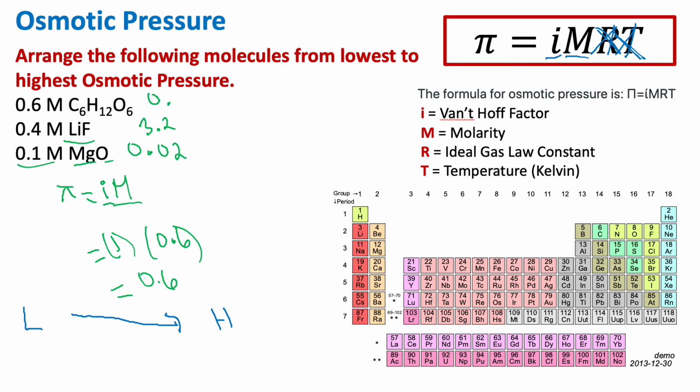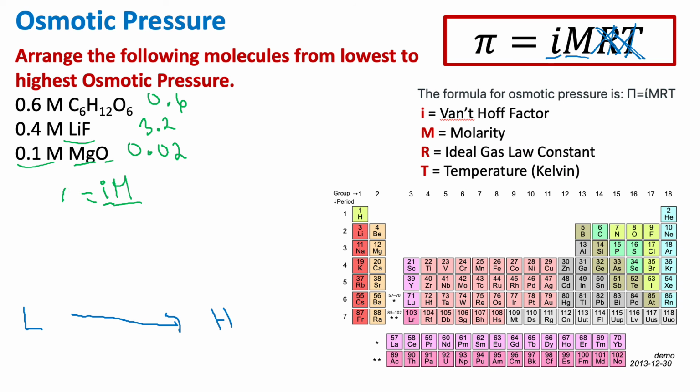What I want you guys to make note of is that these values of 0.6, 3.2, and 0.02 are not the exact osmotic pressure values because remember, we're ignoring the ideal gas law constant and the temperature. We're only ignoring it because it's the same for all of these molecules, so it's not going to make a difference in determining which one is higher or lower. But if you want to find out the exact osmotic pressure value, you have to multiply by both the ideal gas law constant and the temperature.